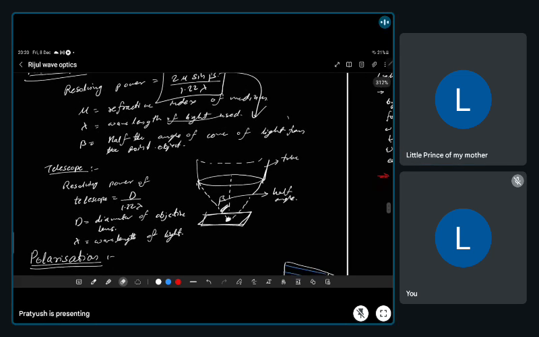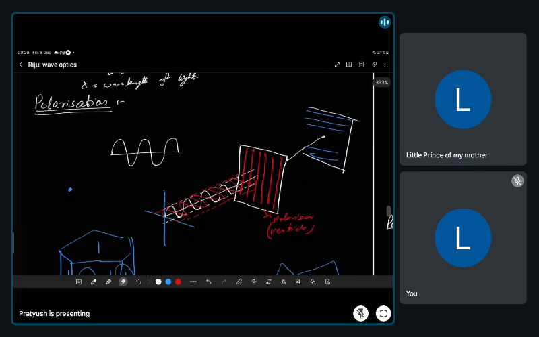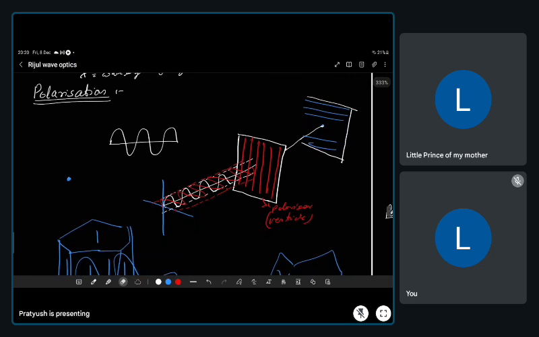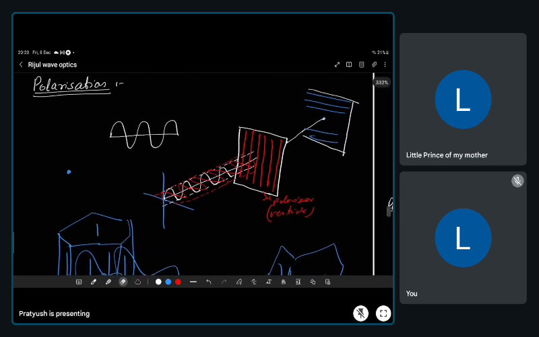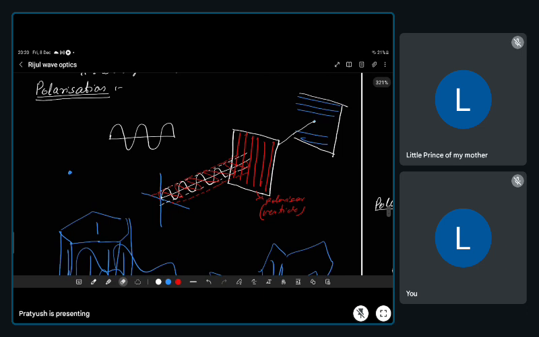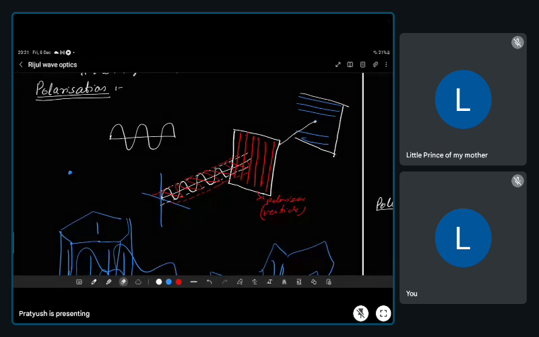Copy till there. Next, an important topic is polarization. What is polarization? Again, this polarization is actually because light is vibrating. Light is vibrating sinusoidally. Light is produced because of vibration of electrons.